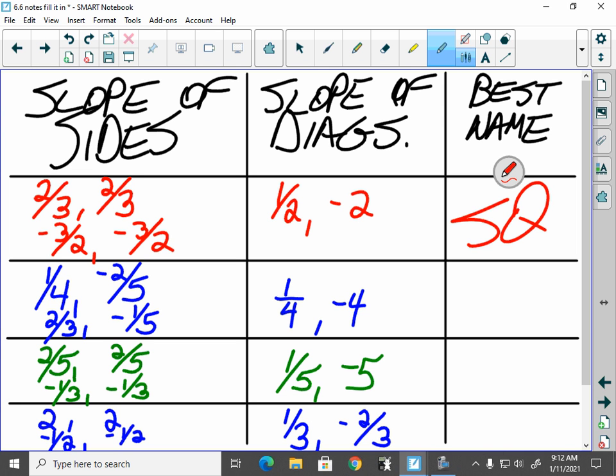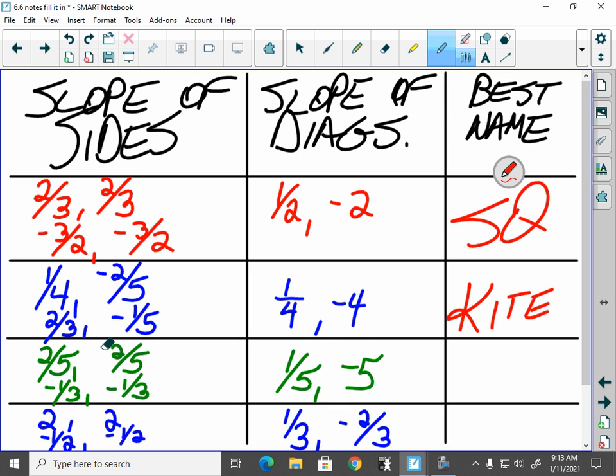Okay, look at the next one. This is a mess. Nothing's parallel. See these numbers, the blue ones? Nothing's parallel, but the diagonals are perpendicular. So that guy's called a kite. Think about what a kite looks like. Nothing's parallel.